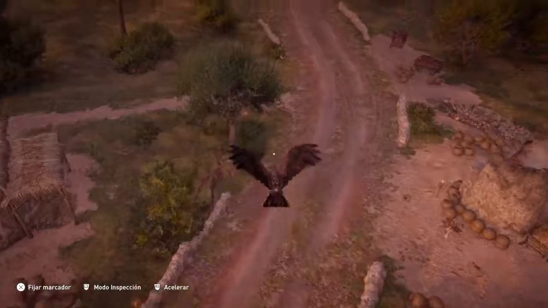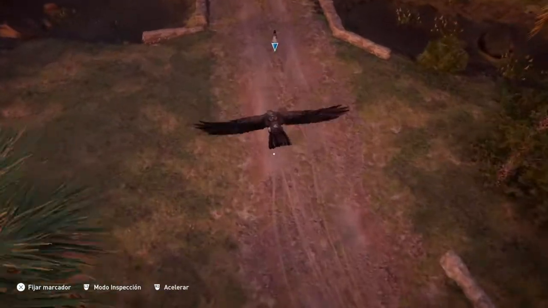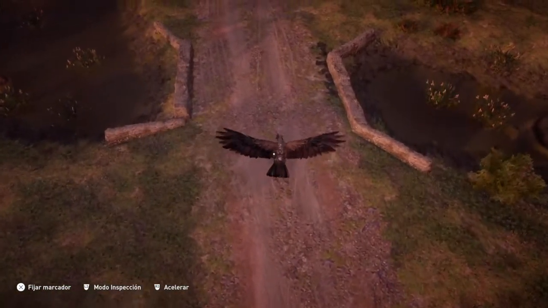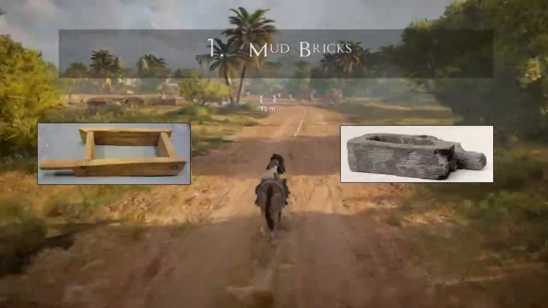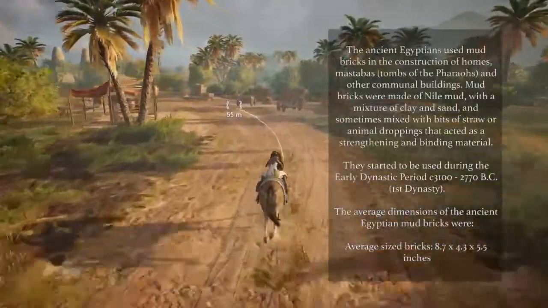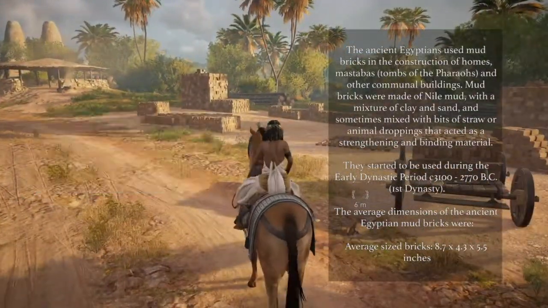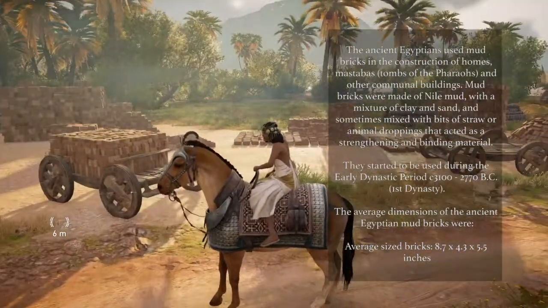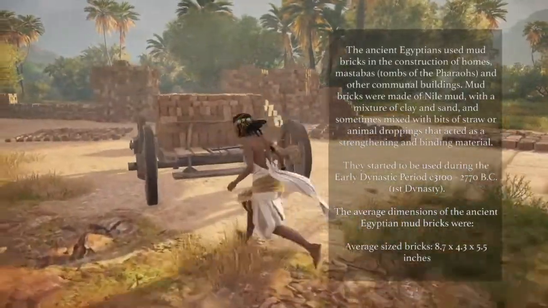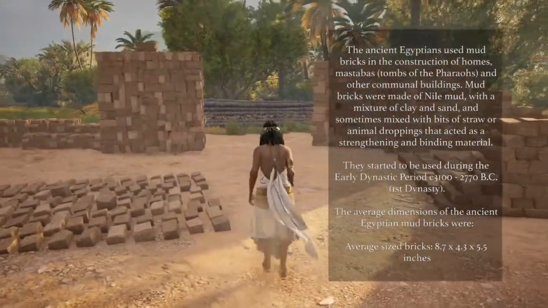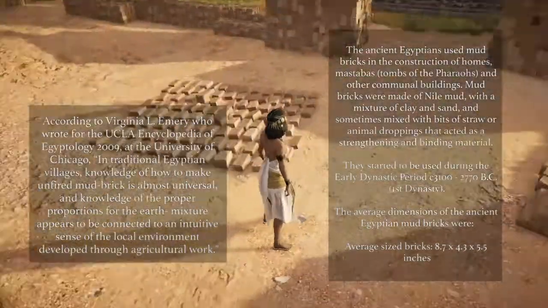To begin, we need to clarify that ancient Egyptians were incredible constructors who provided many contributions to modern architecture. One of those contributions is the mud brick. Egyptians used mud bricks in the construction of homes, mastabas, and other communal buildings. Mud bricks were made of Nile mud with a mixture of clay and sand. They started to be used during the early dynastic period, the First Dynasty. The average dimensions were between 8 and 15 inches.